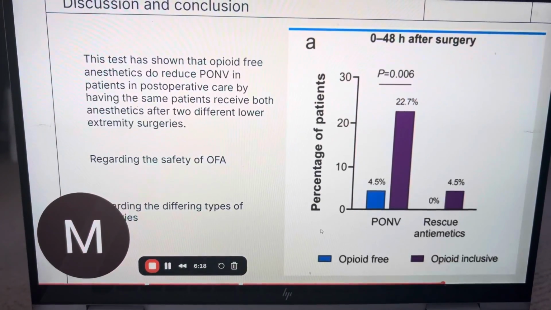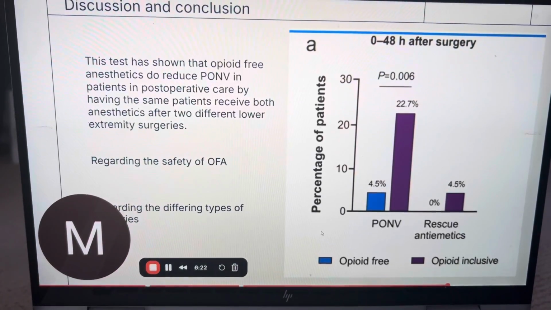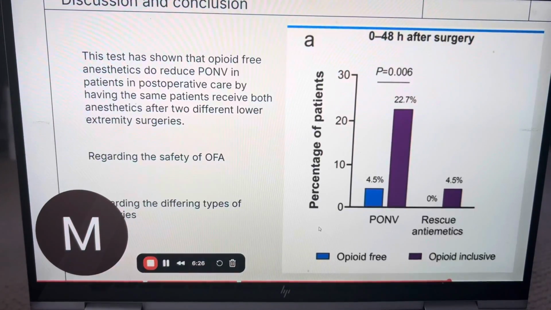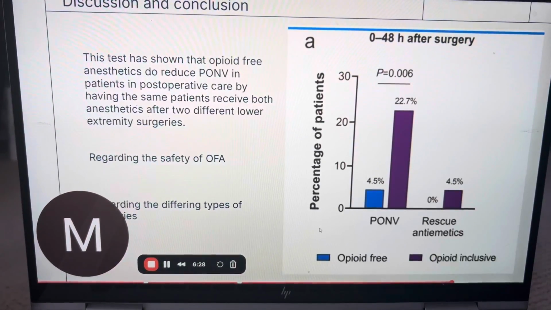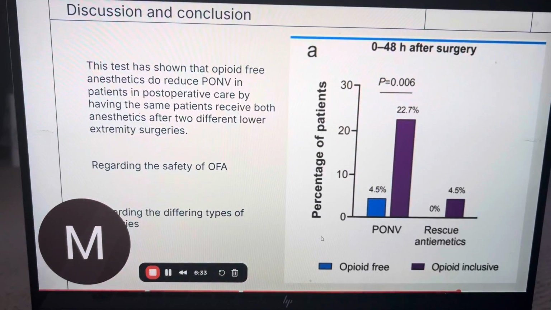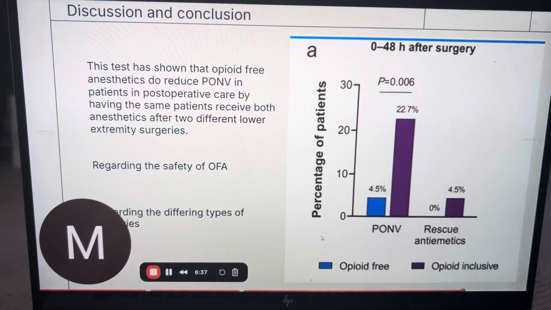Now, regarding the safety of the opioid-free anesthetic, it was actually found that incidences of hypotension, which is low blood pressure, were reduced without an increased risk of bradycardia, which is low heart rate, which is one of the main risks of the opioid-free anesthetic.